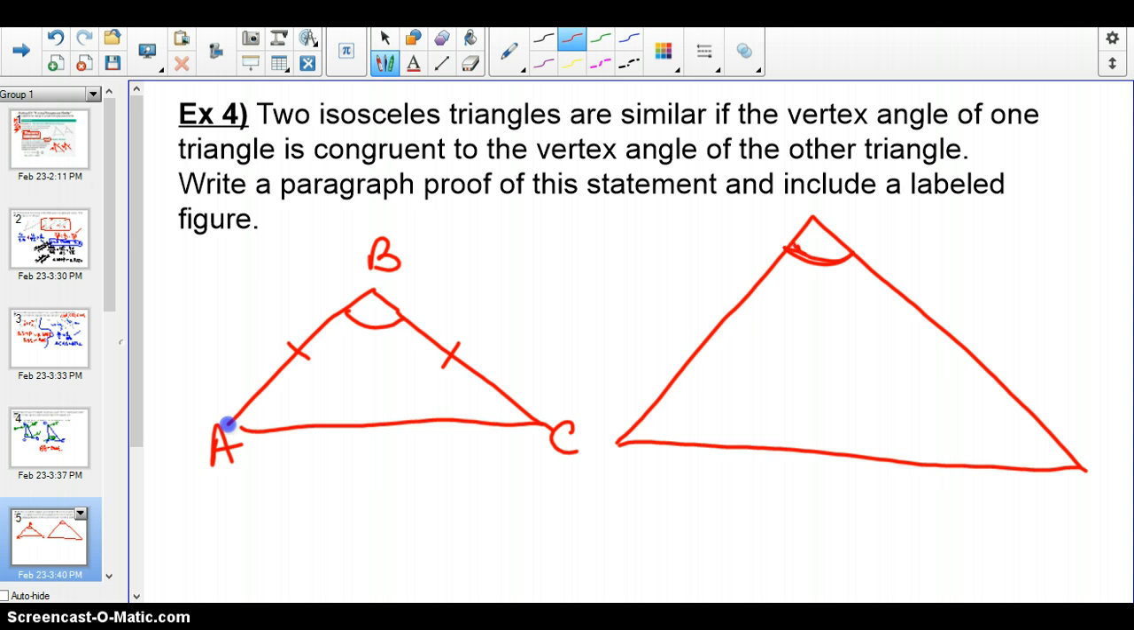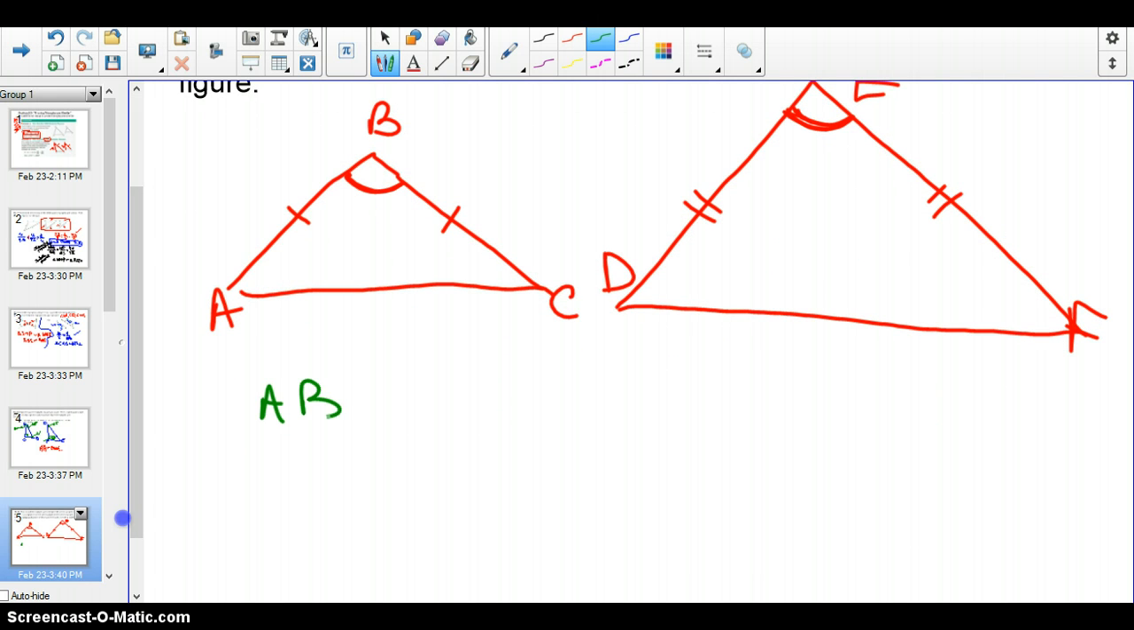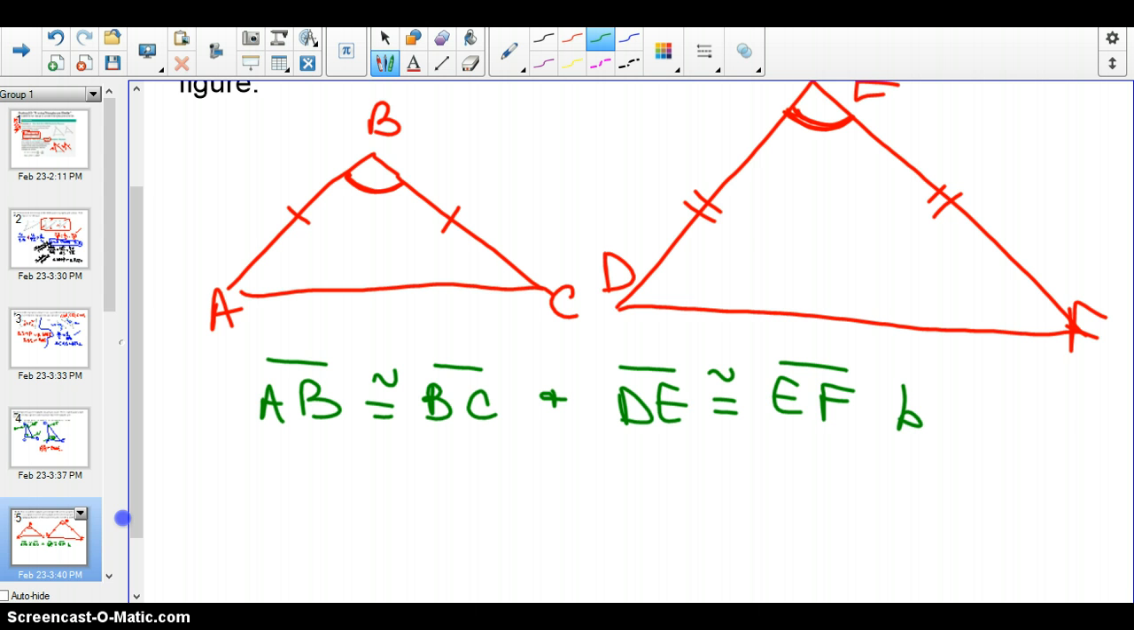I'm going to make this angle the same measure as this one. They're going to be marked the same. They're congruent. And these legs are also congruent because it's isosceles, but they're not the same length as my first one I drew. So we'll call this D, E, F. All right, so here's your paragraph proof. We know that AB is congruent to BC, and we know that DE is congruent with EF. And that's just because we know that to be true in an isosceles triangle.